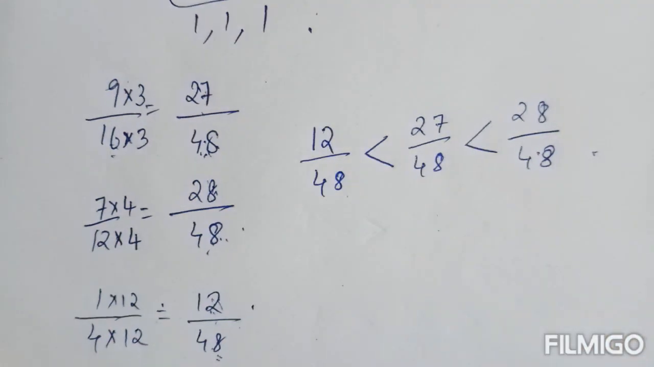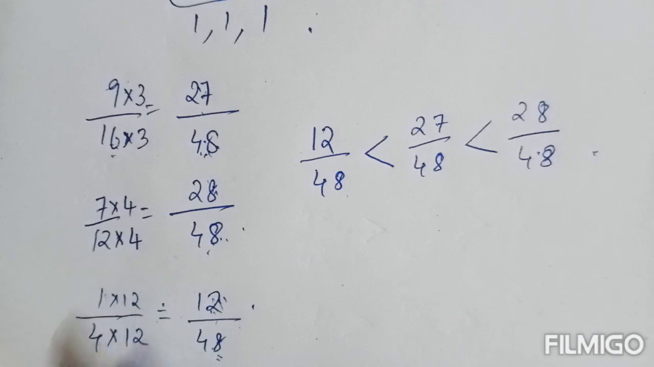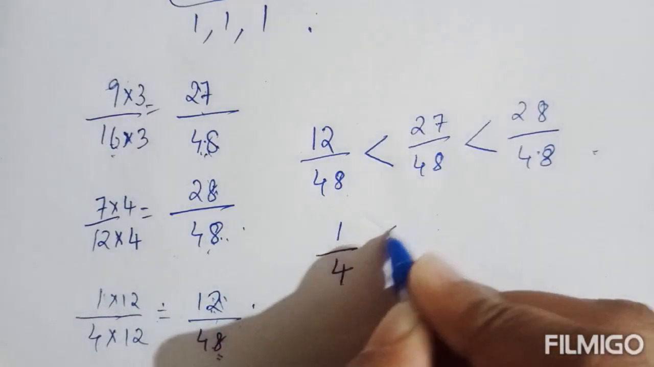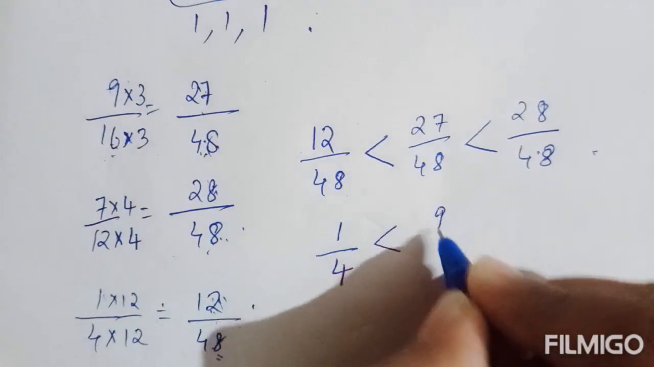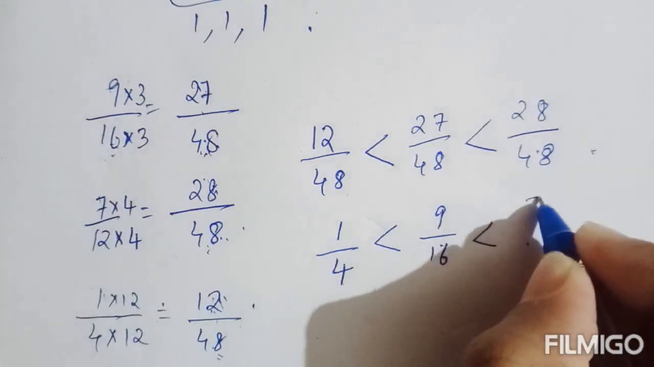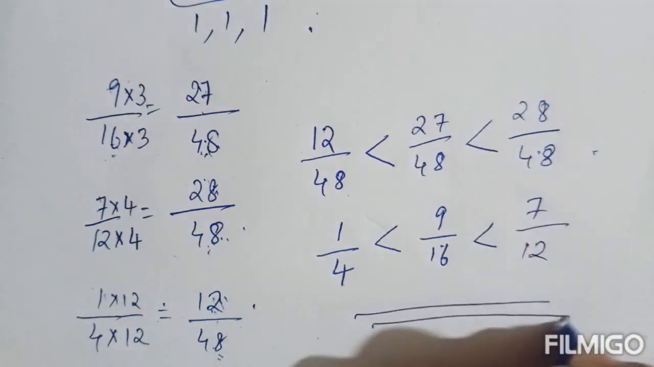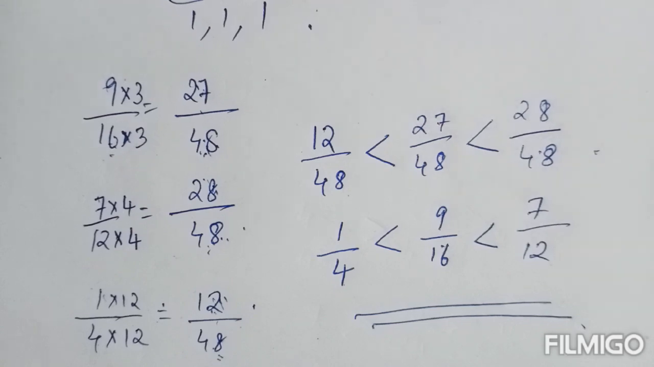Now resubstitute their original fractions. In place of 12 by 48, you can substitute 1 by 4, less than 27 by 48, it is 9 by 16, less than 28 by 48, it is 7 by 12. So this is their ascending order. Do the second one and third one as homework.